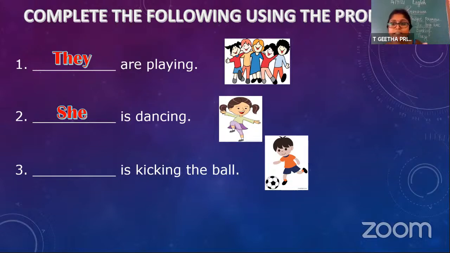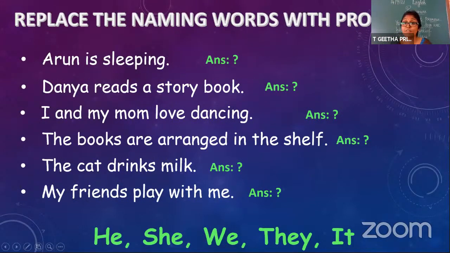Fine. So I'm going to share one more slide where you're not going to show the cards. You are going to raise your hands to take turns and answer my question. Got it? Replace the naming words with pronouns. First of all, find out the naming words in the sentence. Then it will be easy for you to replace that with a pronoun. Very good. Many are raising their hands. We'll give a chance to Vaishnavi first, then Tanishka.